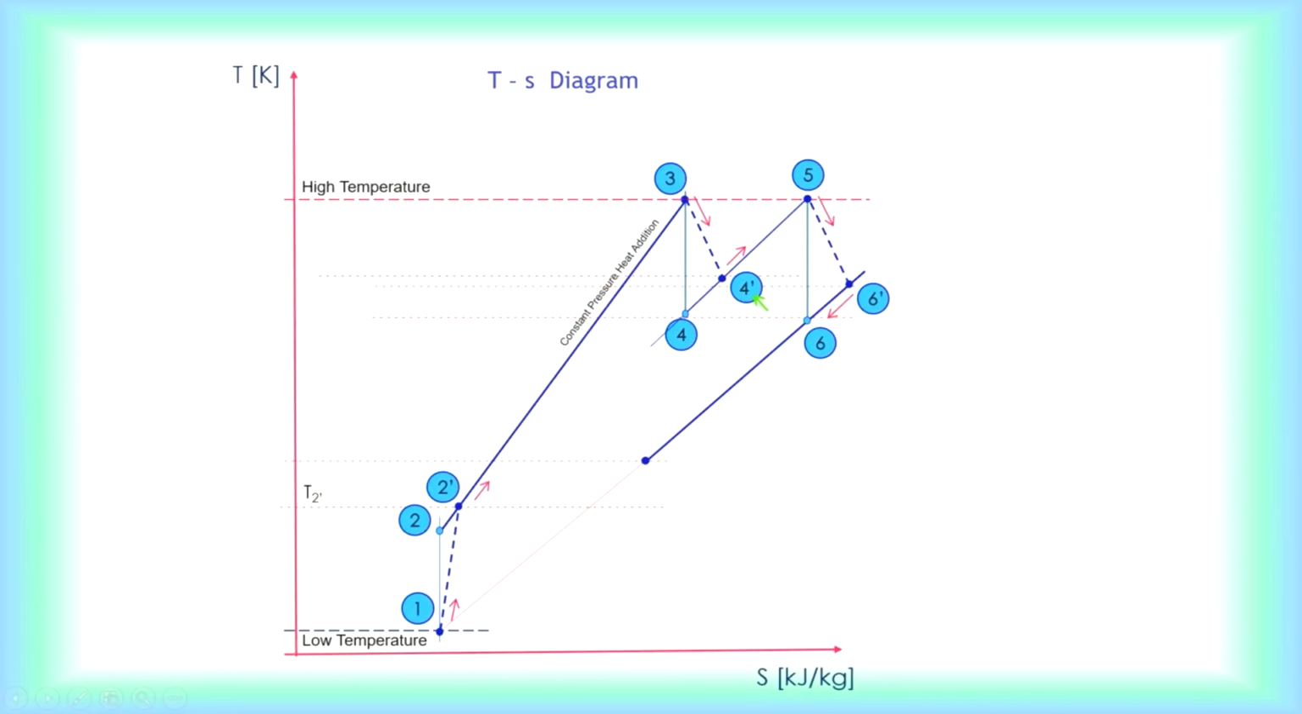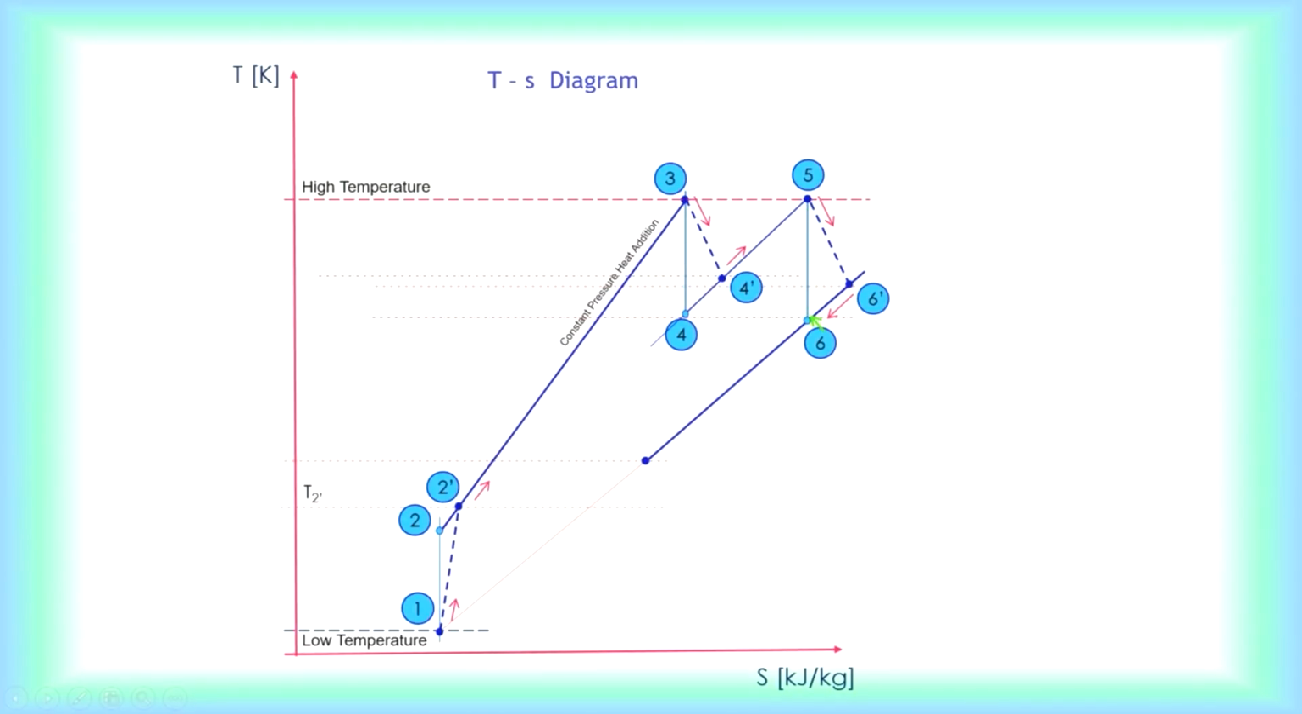Your actual state points are 4 prime, 6 prime, and 2 prime, for an open gas turbine unit. For a closed gas turbine unit, you don't have 6, 4, and 2 prime, so you continue straight from 4 to 5 like that. Here you can see there is another heating taking place, 4 prime to 5. Then it undergoes isentropic expansion.